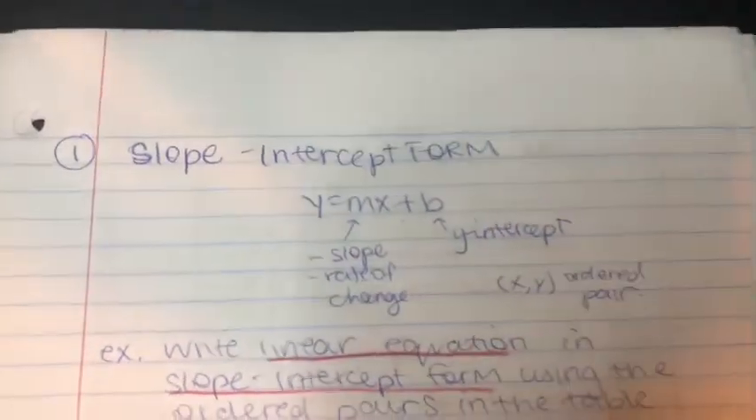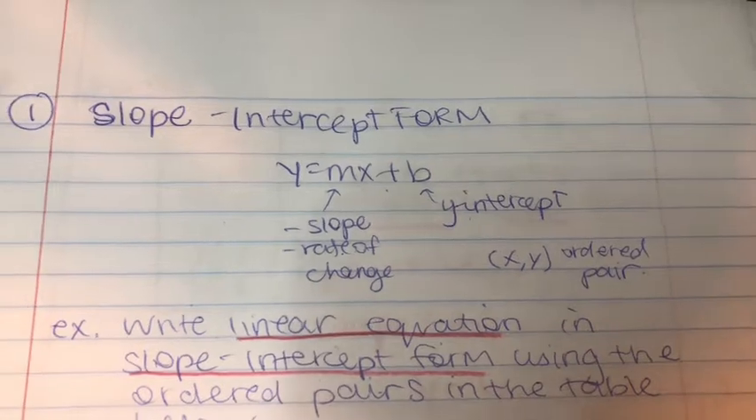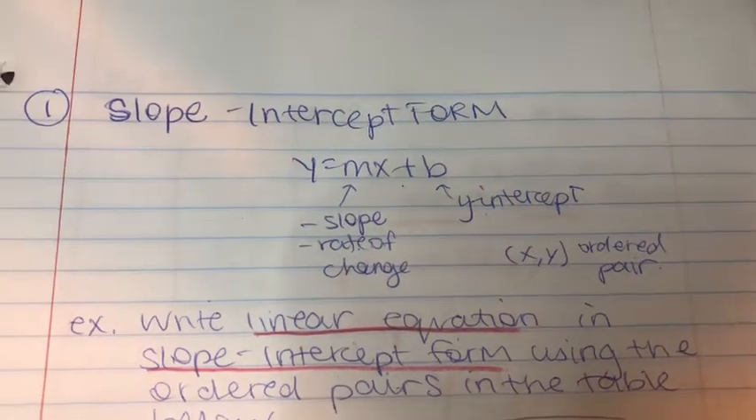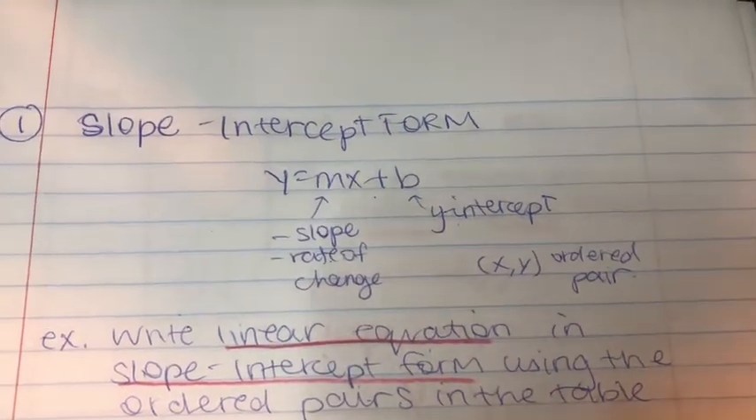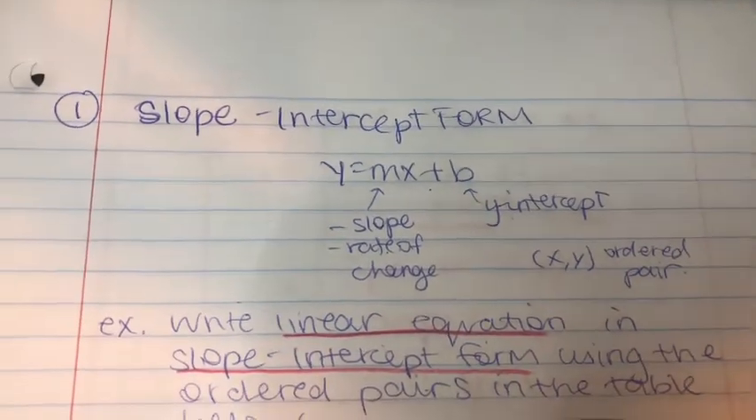So this is our first equation, slope-intercept form. We have y equals mx plus b. There you have m as your slope, also known as rate of change, and your b is your y-intercept. And then x and y are your ordered pair. Okay, those are the components of that equation.